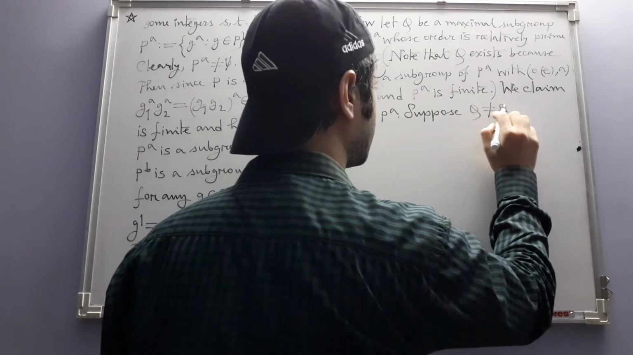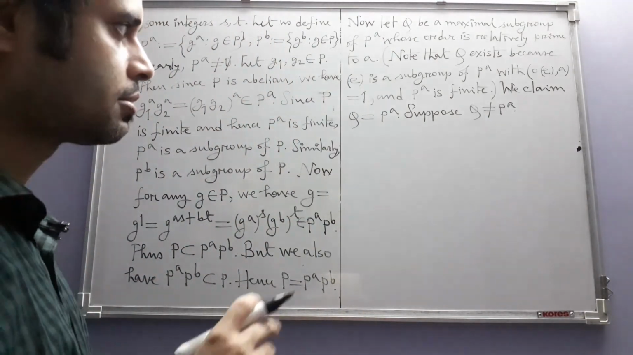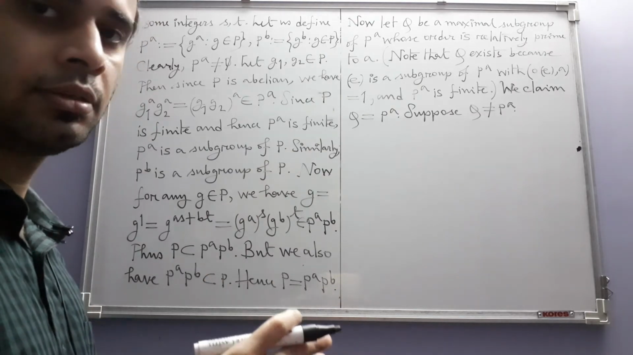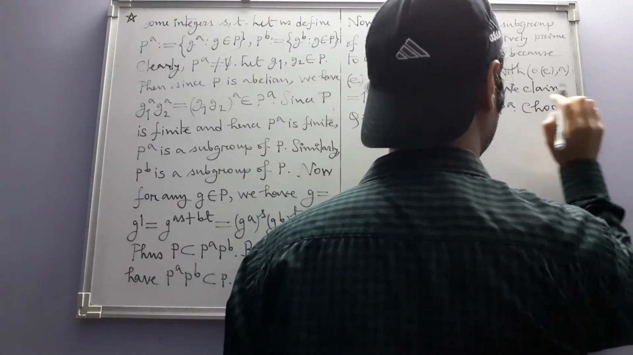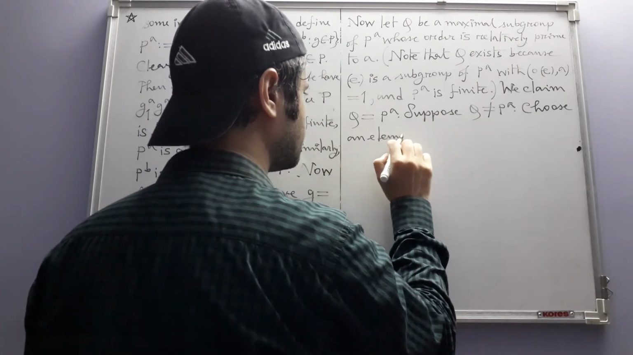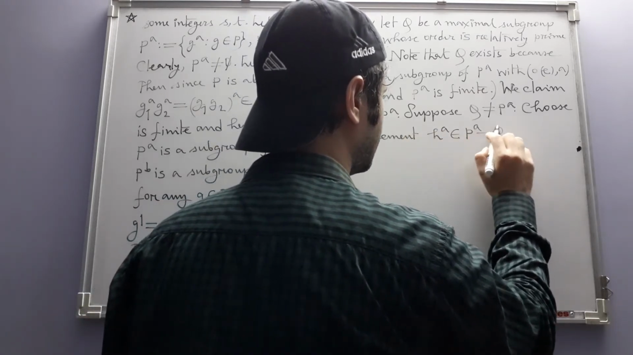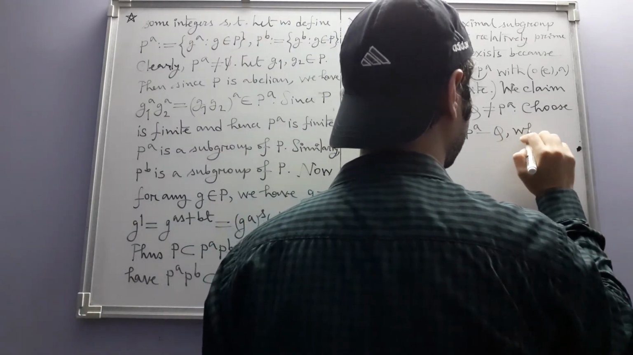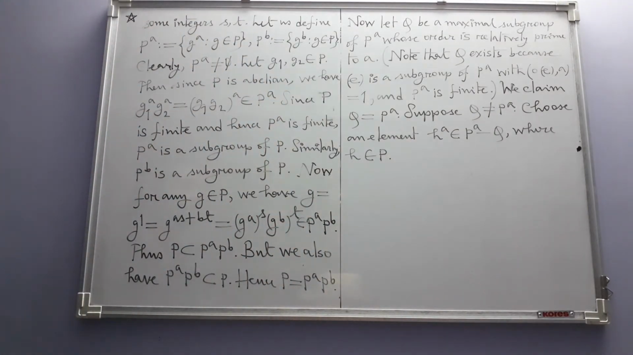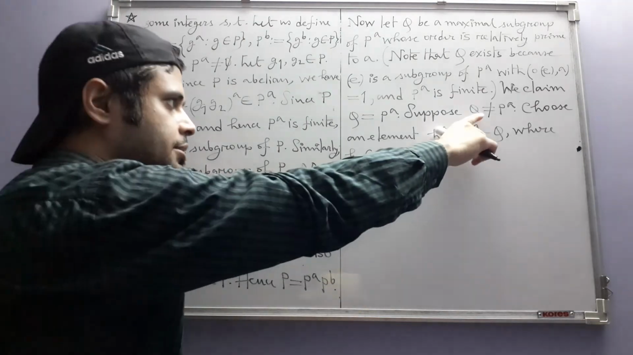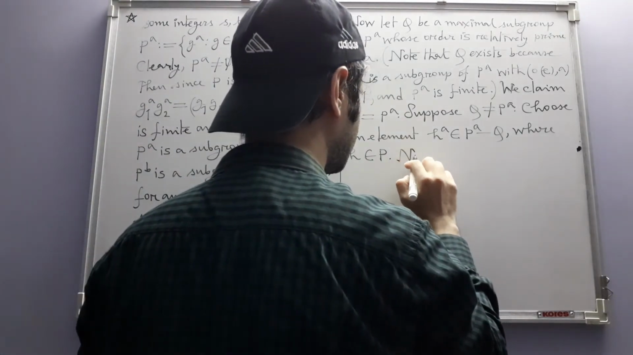Suppose Q is not equal to PA. Since Q is a subgroup of PA, this means that PA has something in itself which is not in Q. So we can choose an element, say HA, belonging to PA minus Q, where H is in P. Okay, such an element will exist because of our supposition that Q is a proper subset of PA.